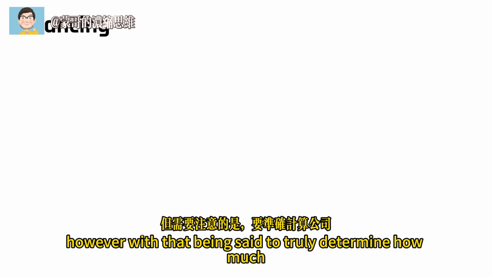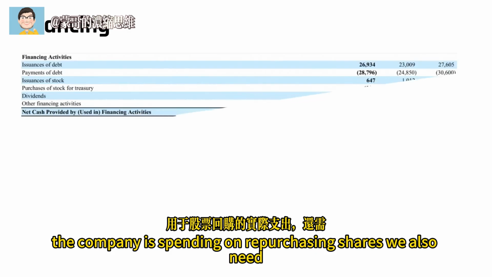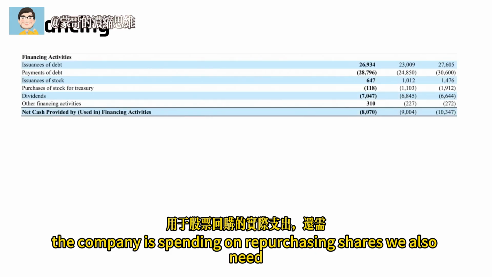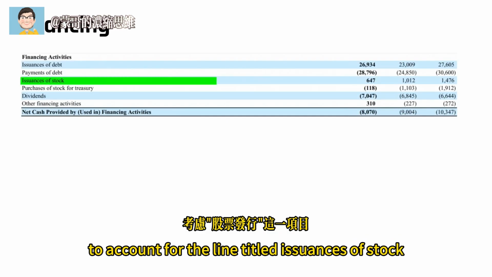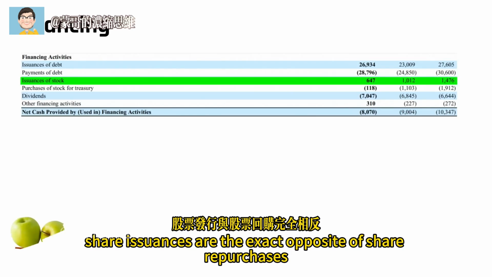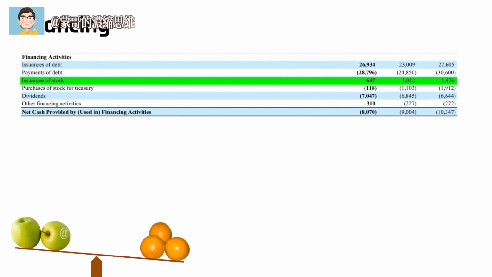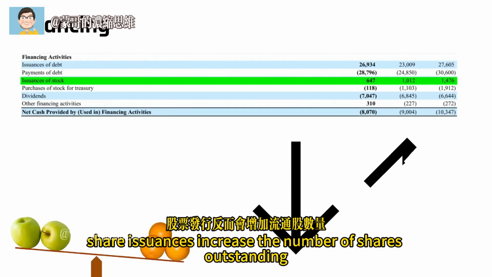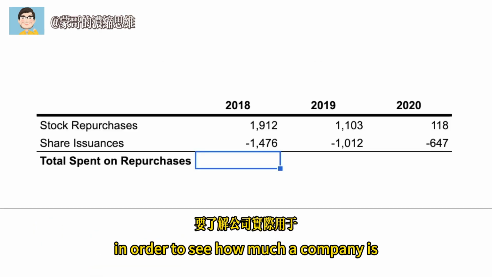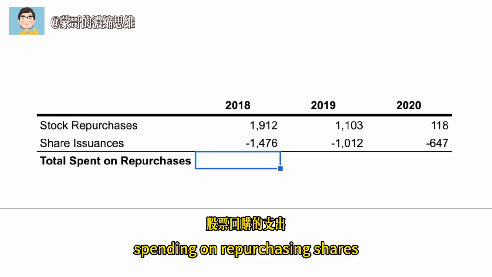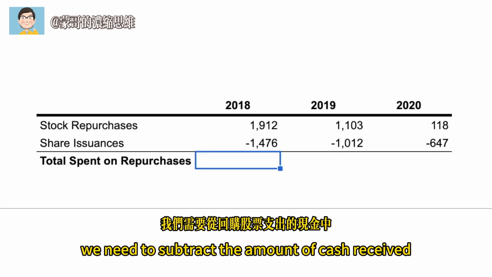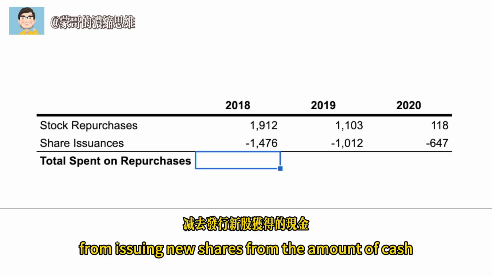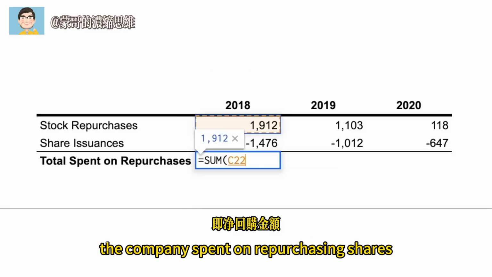However, with that being said, to truly determine how much the company is spending on repurchasing shares, we also need to account for the line titled Issuances of Stock. Share issuances are the exact opposite of share repurchases. Instead of decreasing the number of shares outstanding, share issuances increase the number of shares outstanding. In order to see how much a company is spending on repurchasing shares, we need to subtract the amount of cash received from issuing new shares from the amount of cash the company spent on repurchasing shares.